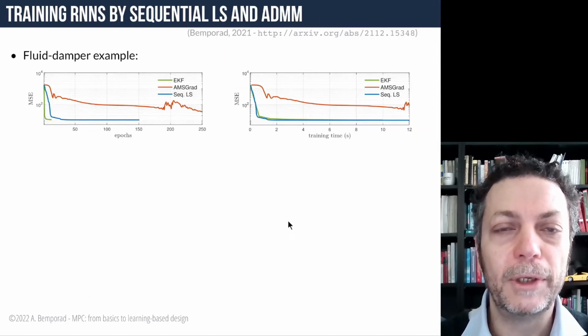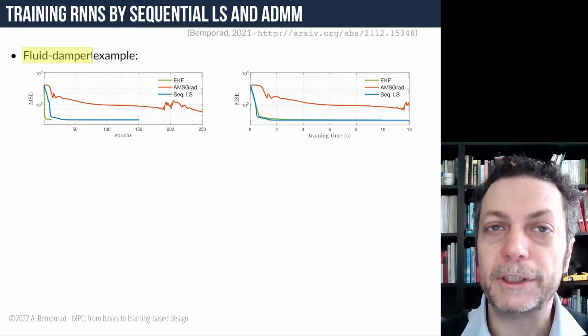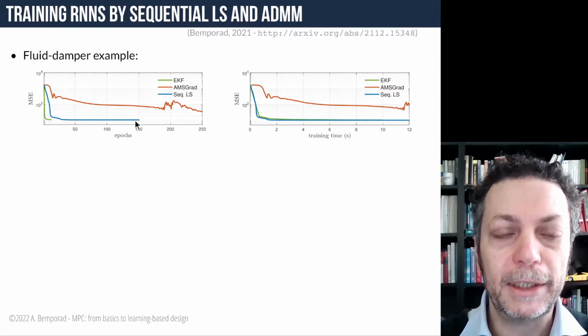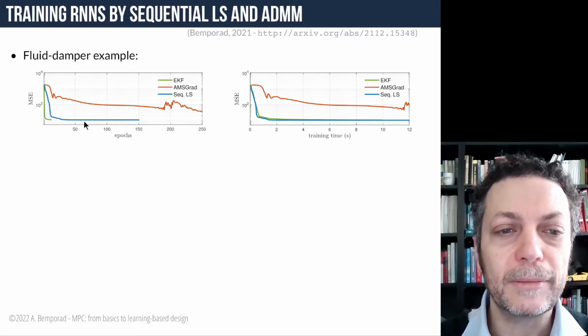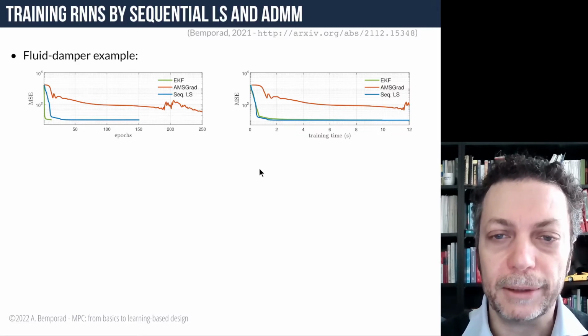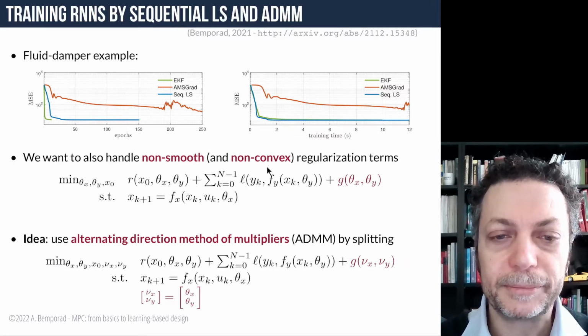And here you see how the method works on the same data set that we have considered before, the fluid damper system. The blue line is how the mean square error decreases as you process more epochs, so multiple passes over the data set, and in terms of training time. This shows the complexity of sequential least squares is comparable to that of extended Kalman filtering.